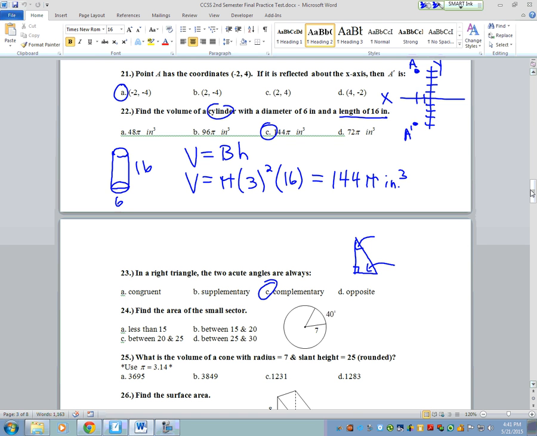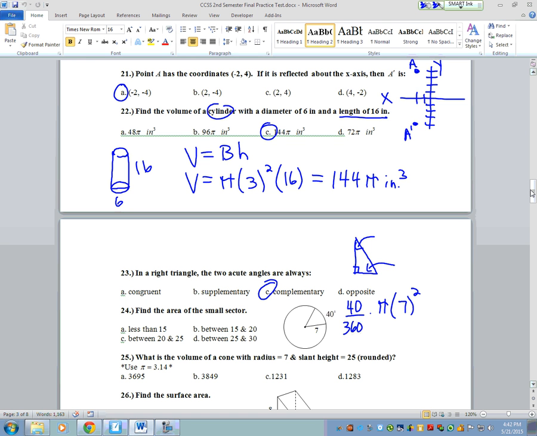24, find the area of the small sector. So the area of the small sector is going to be pi times 7 squared. That's the area of the whole circle, right? And then we can just multiply by the fraction that's represented here. We have 43/60ths of a circle. So 43/60ths of the area of the entire circle.